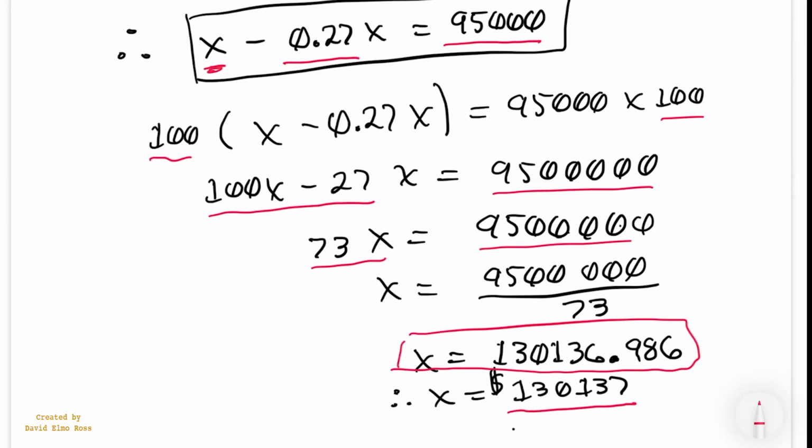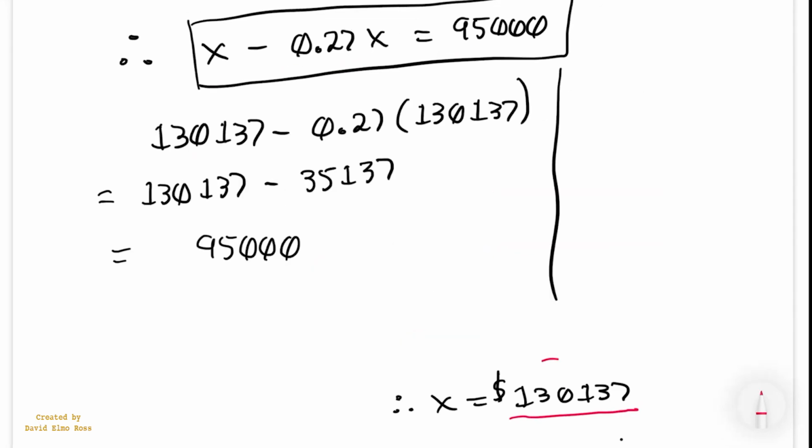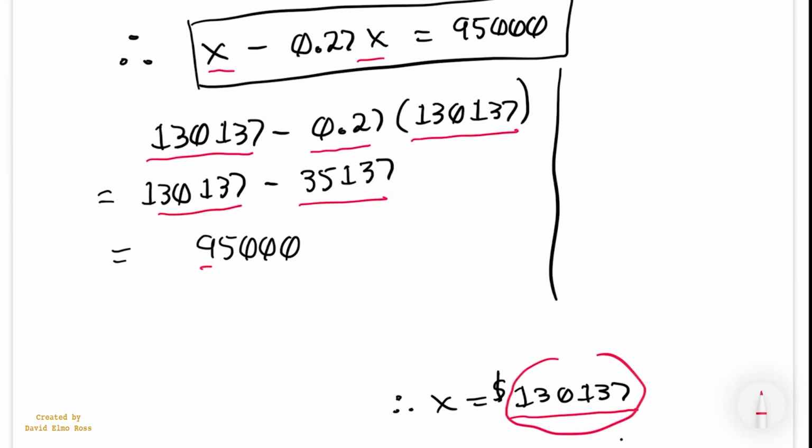Now before we can do anything else, we have to check to make sure that this is the right value. So let's do our checking. If we substitute our number in for x, we get this number minus 0.27 times the same number, and that works out to this, subtract this, which is going to give us our 95,000. So the left side and the right side do match, so this is a proper solution.